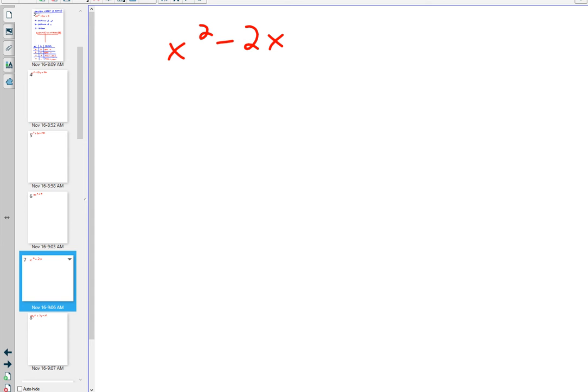All right, so I want to factor this polynomial. How many terms? Yeah, there's two terms. So what was the first factoring method? We're going to start with two terms. Okay, is there a greatest common factor between those two terms?